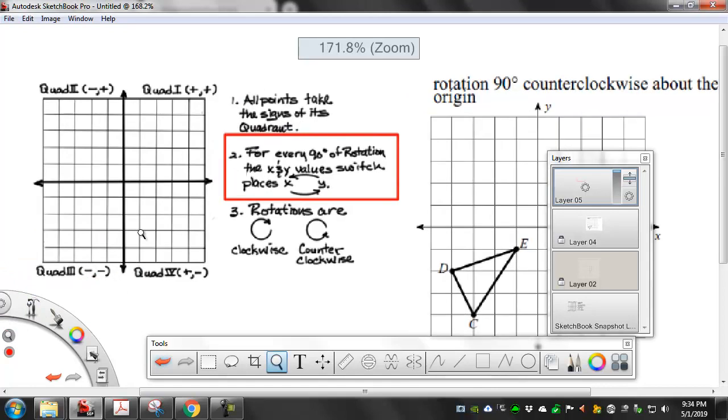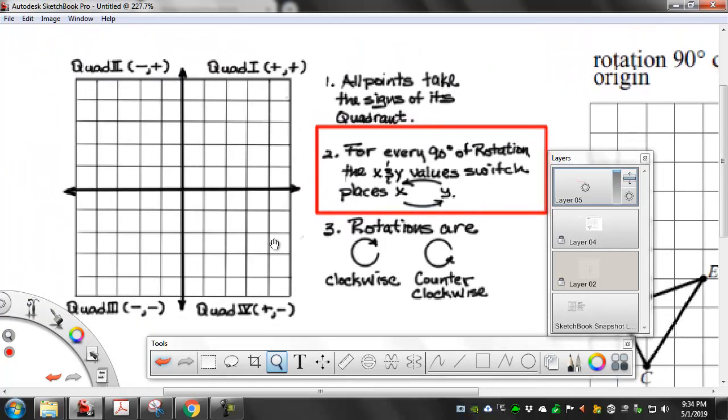So here we go. Let me zoom in here a little bit. Suppose we have a point A, and let's say A is the point 4 and 3. We're in the first quadrant, so that means both x and y are positive. Now for every 90 degrees of rotation, so if I go from the first quadrant to the second quadrant, I go a 90-degree rotation, the x and y values switch ordered pairs.